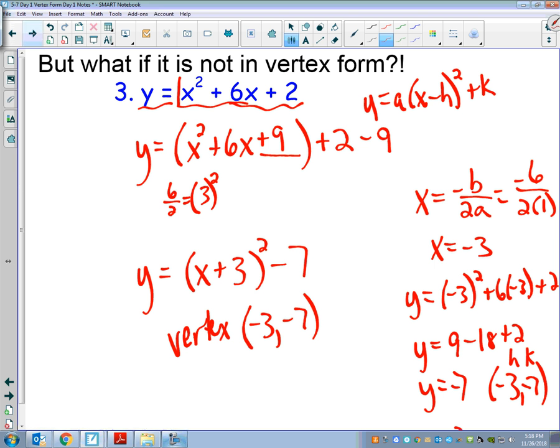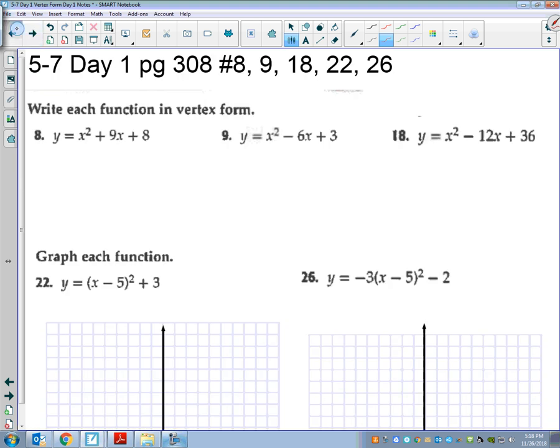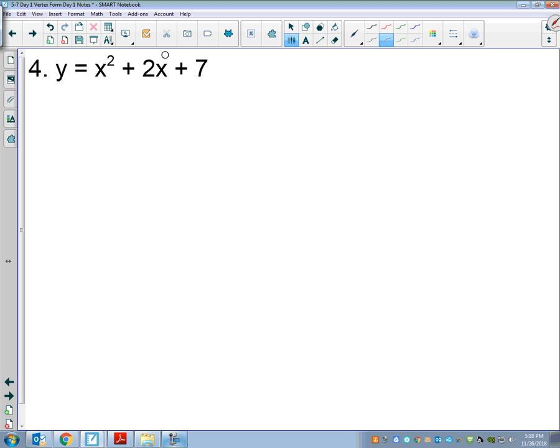Okay? So I think I have one more. Yep. So I want you to see where you can get with this. Put this in vertex form. Do it whichever method that you want, and then we'll check that in class tomorrow.